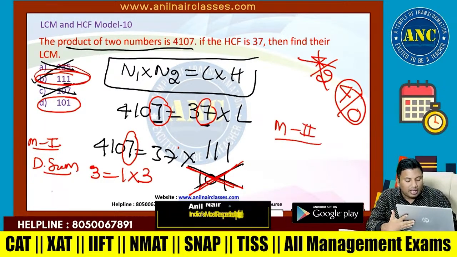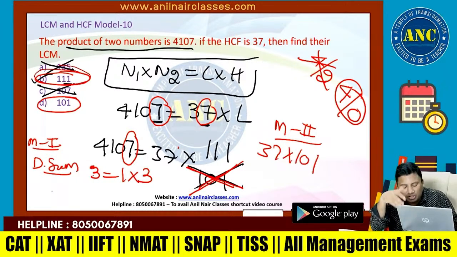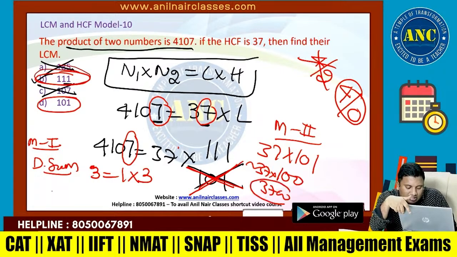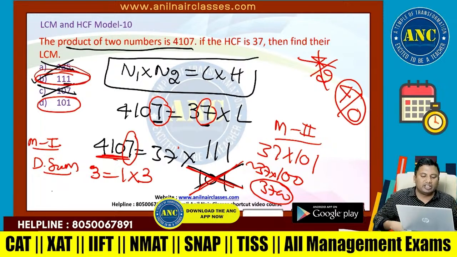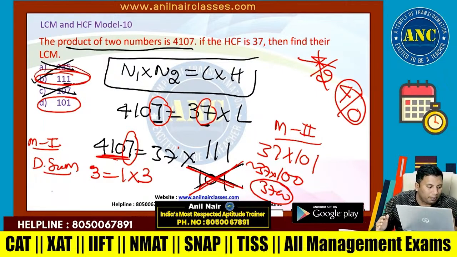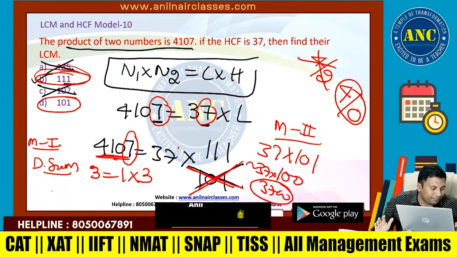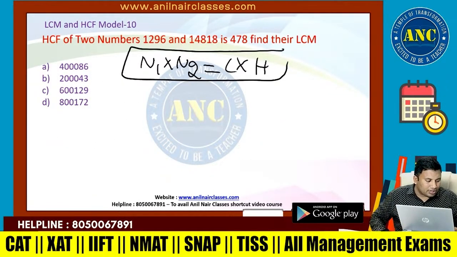Method 2. If I take 101, 37 into 101, 101 is closer to 100. What is 37 into 100? 3700. But according to the left hand side, what is it? 4107. It cannot be 101. Either you can check by using the digital sum or you can go by using approximation values. I hope it is clear. I want everybody to understand it. Next one. Right? Next.